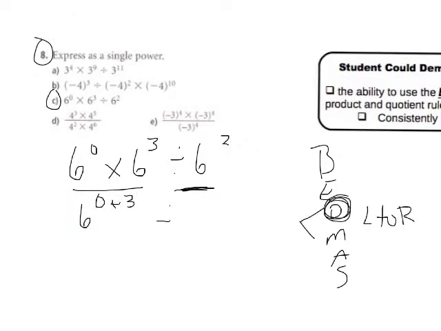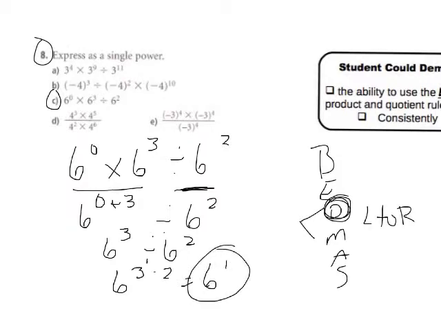Okay, I'm going to show my work, and I get 6 to the power of 3 divided by 6 to the power of 2, which is the same as 6 to the power of 3 minus 2, because I can subtract that, which is 6 to the power of 1. Again, I'm going to leave it as a power.